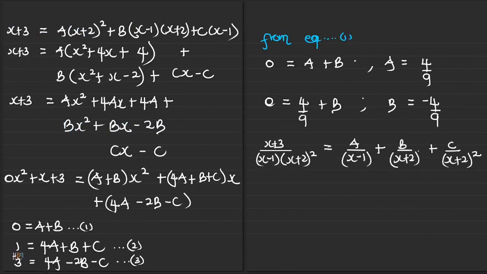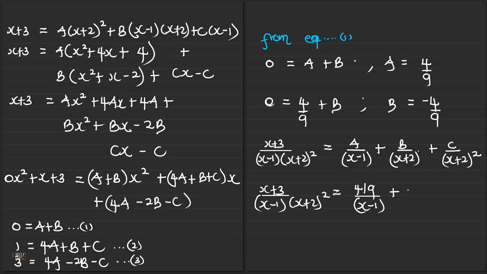And then we'll write our partial fraction. So it simply means our x plus 3 over the x minus 1, then the x plus 2 all squared can be rewritten as our a, which is 4 over 9 all over x minus 1, then plus the b, which is negative 4 over 9 all over x plus 2, then plus the c, which was negative 1 over 3 all over x plus 2 all squared.